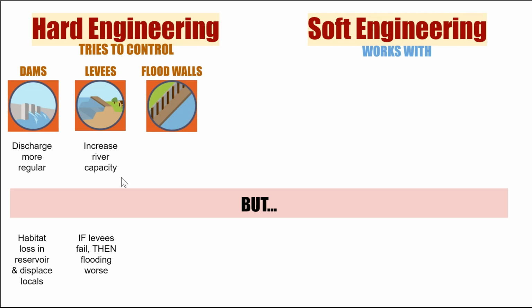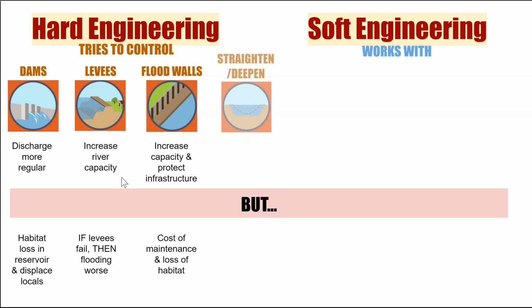Yes, so benefits of flood walls, how do they work to control flooding? Yeah, well, they increase capacity too. They do protect the infrastructure, the buildings, the other roads, electricity supplies, things like that. Oh, but there's the cost of maintenance, yeah, because they do get damaged, and there's the loss of habitat, yeah, because they're not natural environments.